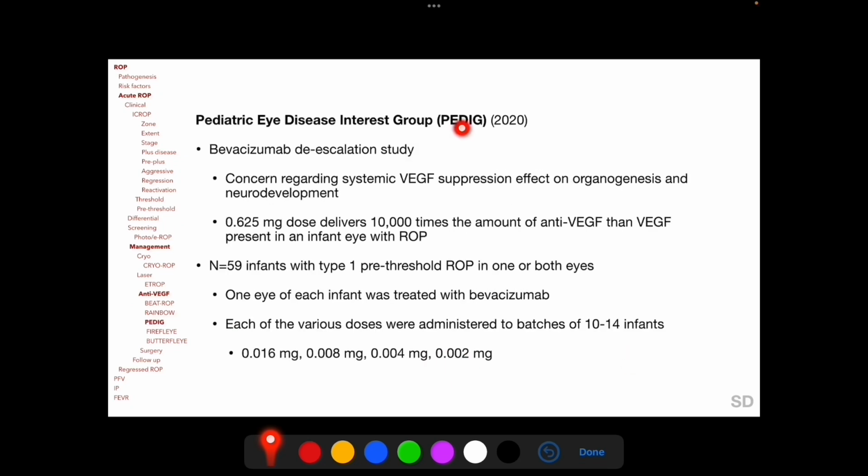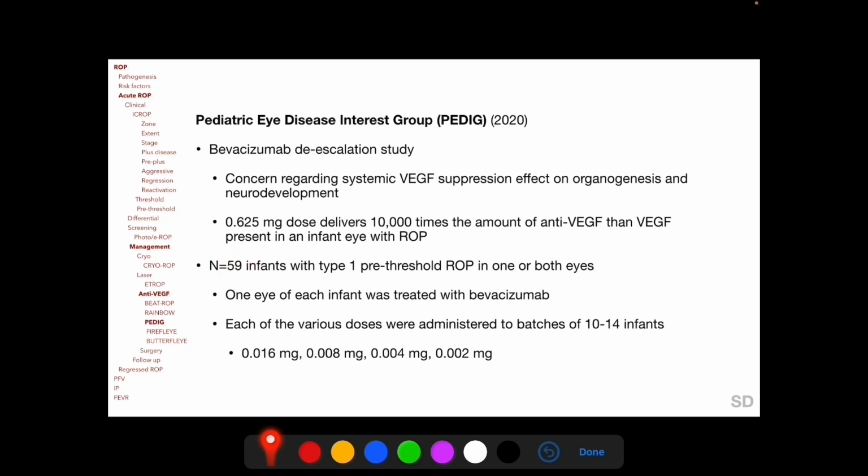The study by PEDIG was a bevacizumab de-escalation study and was performed because of concern regarding systemic VEGF inhibition, and also because it was found that the 0.625 mg dose used in the BEAT-ROP study delivers 10,000 times the amount of anti-VEGF than VEGF present in an infant eye with ROP.